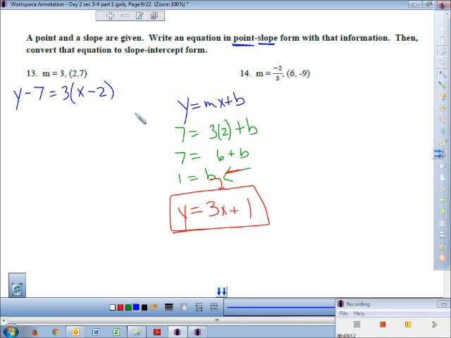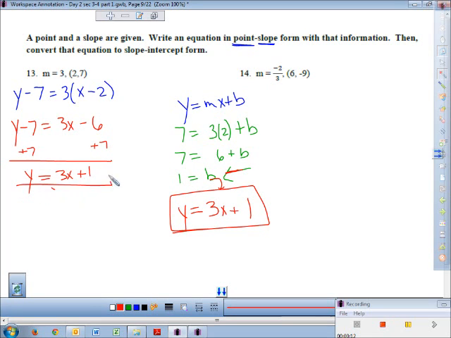And now we got to convert it to slope-intercept form by distributing through. So y minus 7 equals 3x minus 6. And now finally add 7 to both sides, and y equals 3x plus 1. We got the right answer that we wanted.